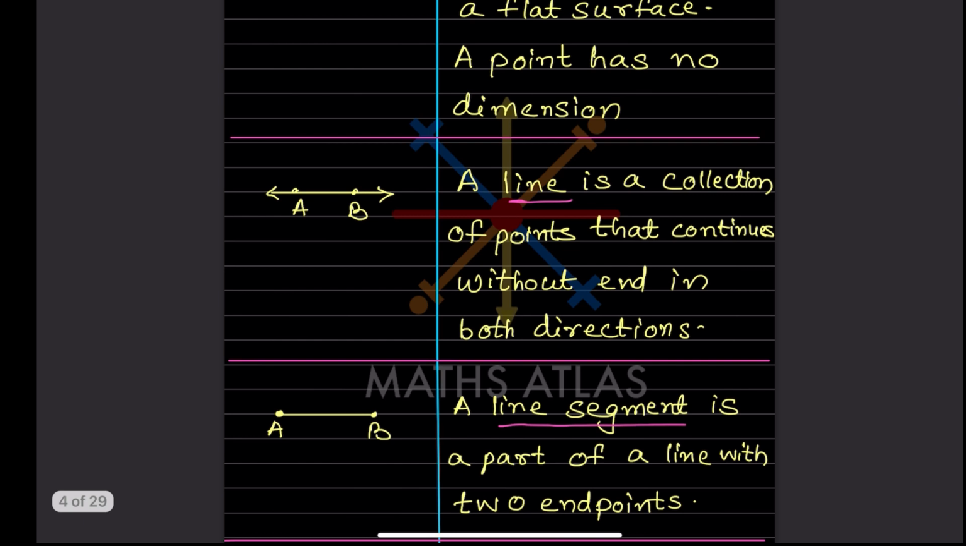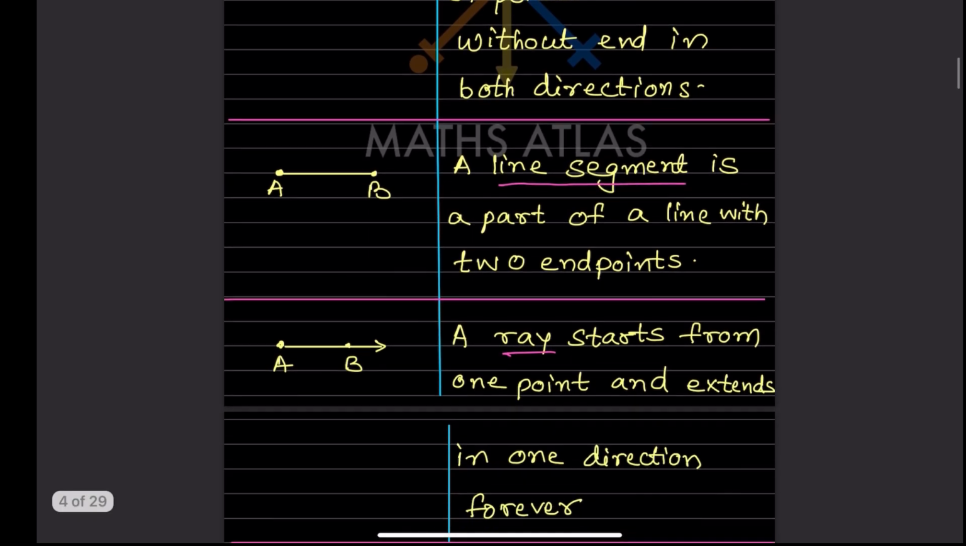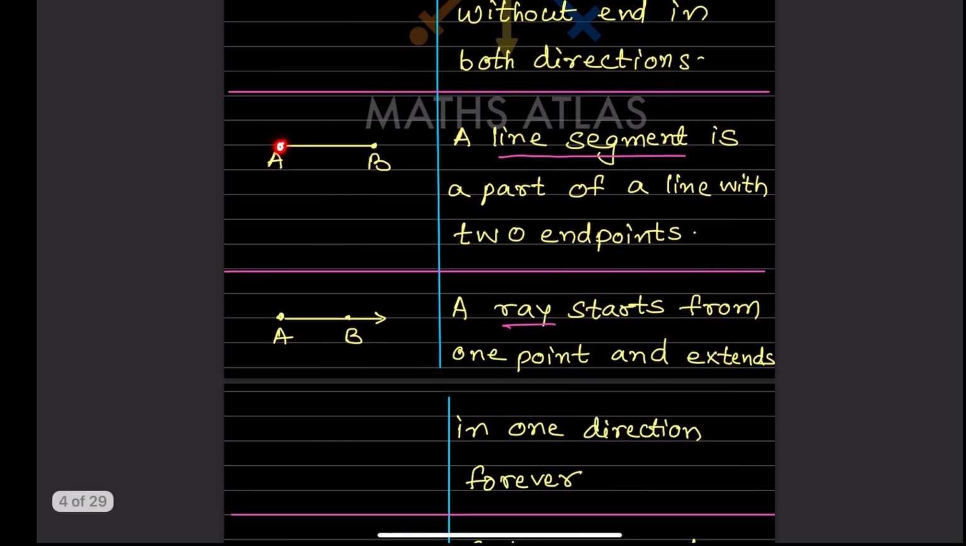Now here, can you see a line with these arrows? So this is a line. Why do we say this? A line is a collection of points that continues without end in both directions, which means we can extend this line till infinity, and this also till infinity. So these arrows are shown in the line.